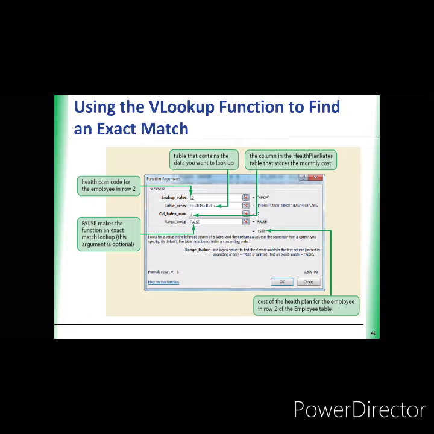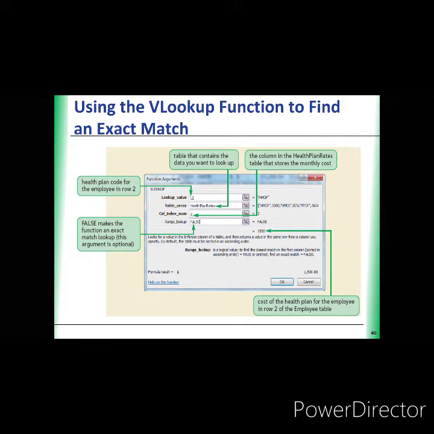And then, for column index number, itatype po nyo yan. So, ano ba yung column na gagamitin nyo? Column 1 or column 8 means row 1, column 1. So, kung nasa B, second column, so it means column 2, you will type the column numbers. Column numbers lang ang itatype ninyo. No, katulad dito sa example na ito, the column in the health plan rates table that stores the monthly cost.